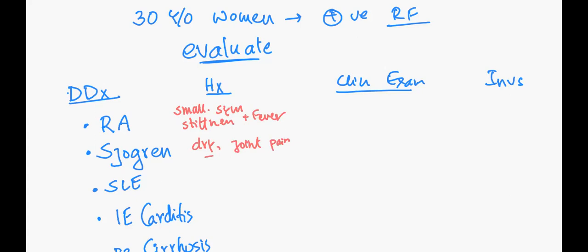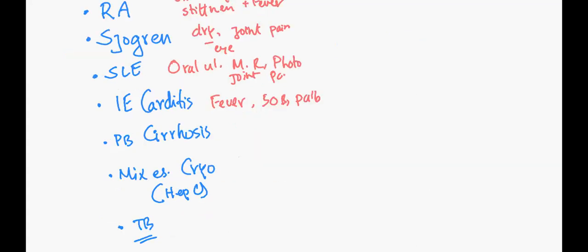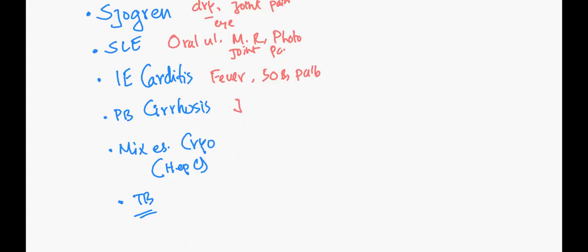Even there could be eye pain or redness due to conjunctivitis. For SLE, the classic symptoms are oral ulcer, there could be malar rash, there could be photosensitivity, and there could be joint pain. For infective endocarditis, there will be fever, palpitation and shortness of breath. So those are the classic symptoms of infective endocarditis. For primary biliary cirrhosis, there will be jaundice, and there will be severe fatigue along with itching. So itching is a classic symptom of primary biliary cirrhosis.